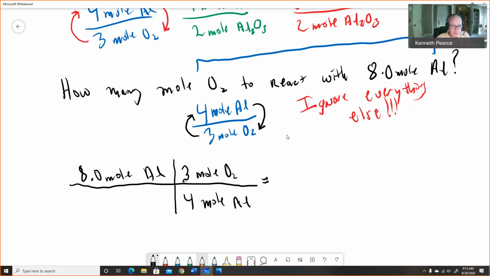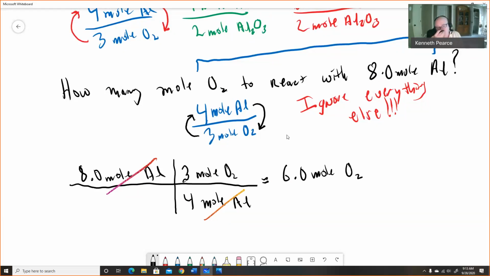and that should be it. And so we make sure that our units cancel, and sure enough, moles aluminum cancels with moles aluminum, and that leaves us with moles oxygen. So this just gives us something I can put into my calculator, and that would be 3 times 8 is 24 divided by 4 would be 6. Let me change colors here. Would be 6.0 mole of oxygen.